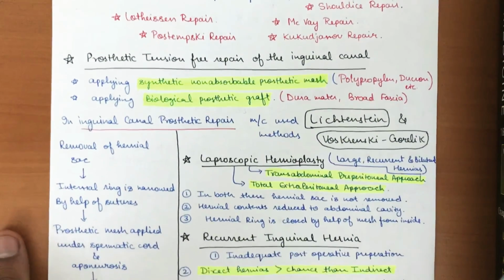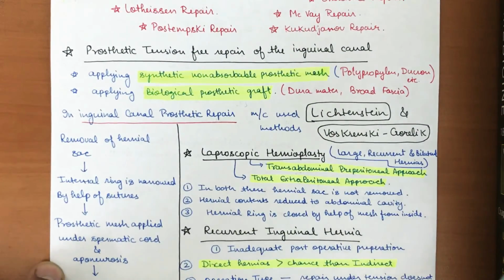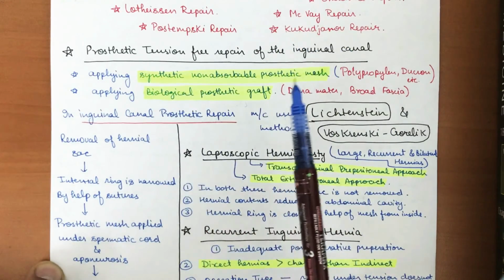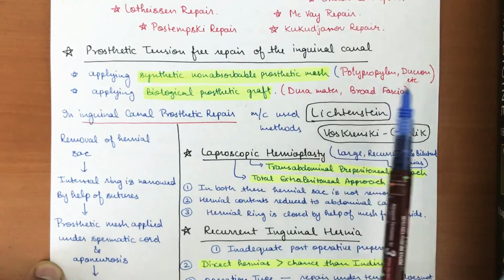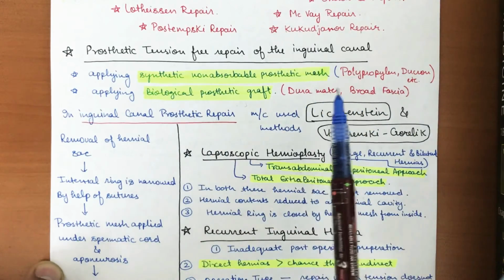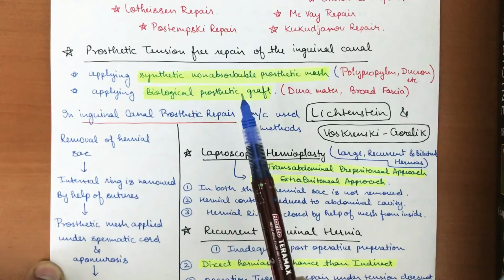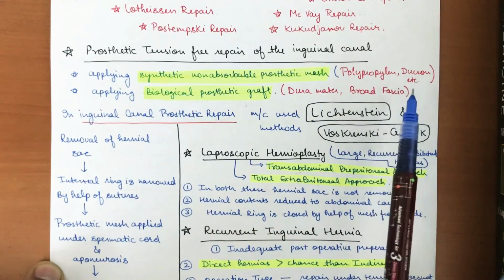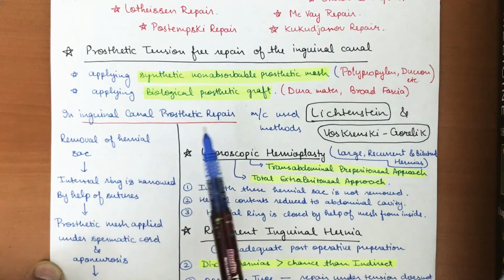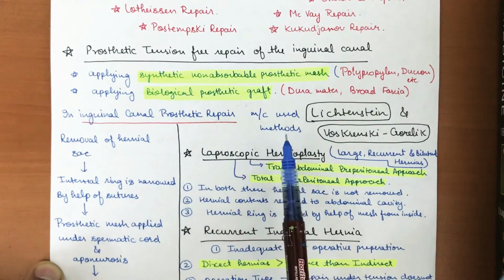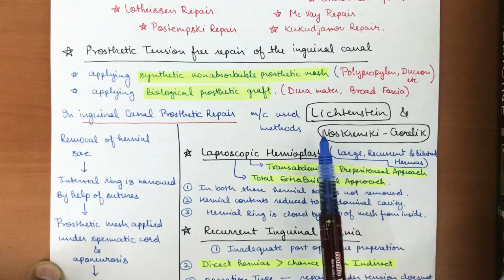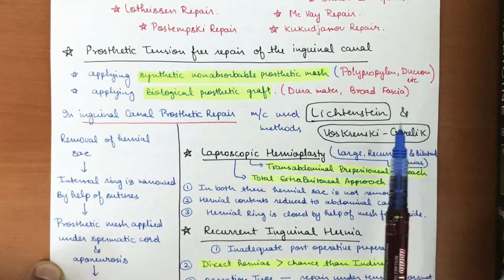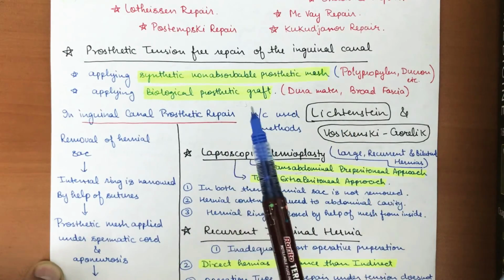Now the third method, which is the prosthetic tension-free repair of the inguinal canal. In this we will be applying a synthetic non-absorbable prosthetic mesh that can be polypropylene or Dacron, as I already told you earlier, and also some biological prosthetic graft can be used, for example dura mater or fascia lata. In inguinal canal prosthetic repair, the most commonly used methods are Lichtenstein and Voskresensky-Gorelik.